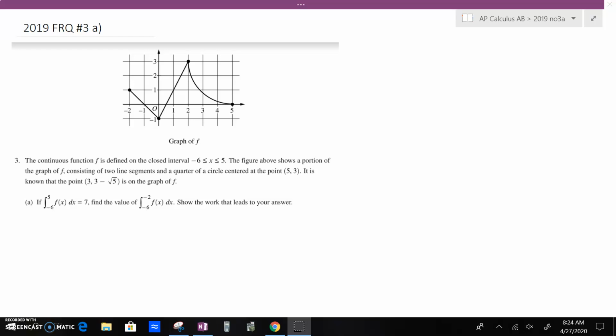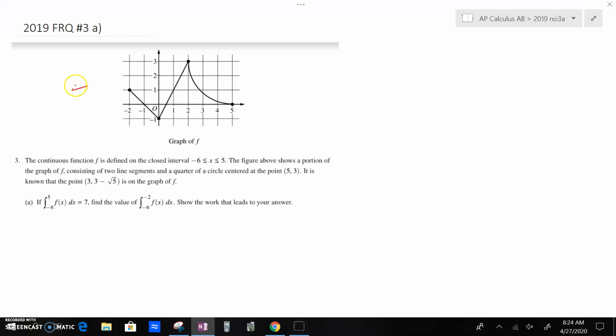Okay, so this is a video working through the 2019 free response question number 3, part A. We're given a graph and we're being told that we've got a continuous function from -6 to 5, but you notice we're only seeing from -2 to 5. So they've specifically outlined that this thing exists over here, but that we don't know what it is. So it keeps going in that direction for at least 4 more units.